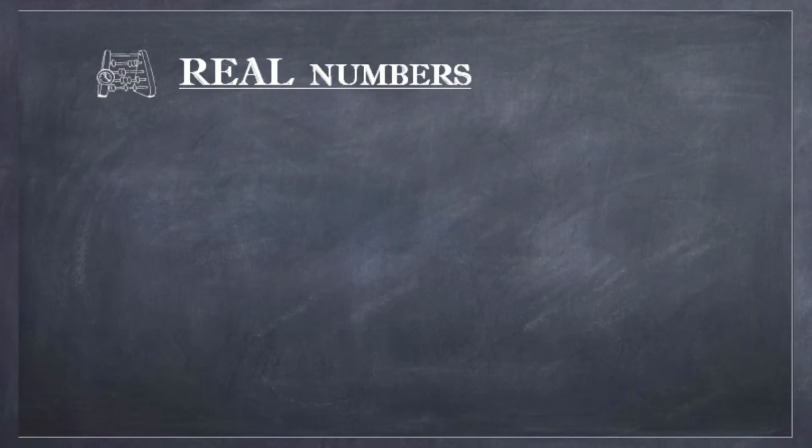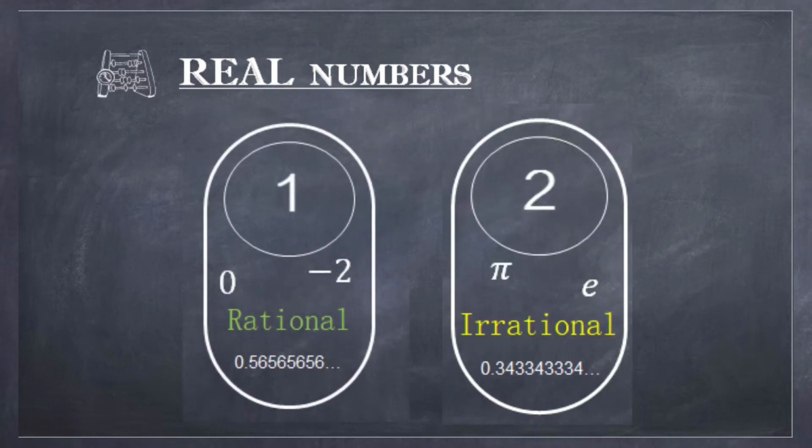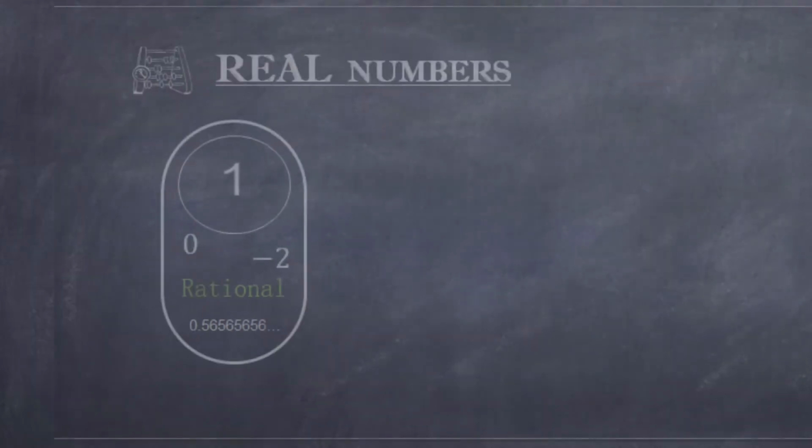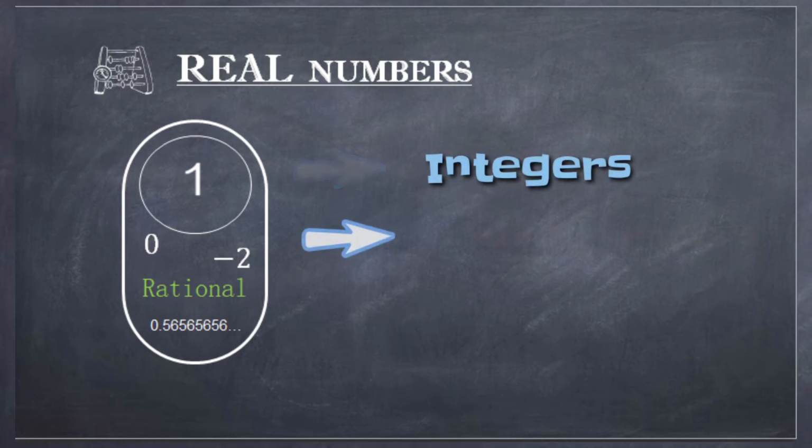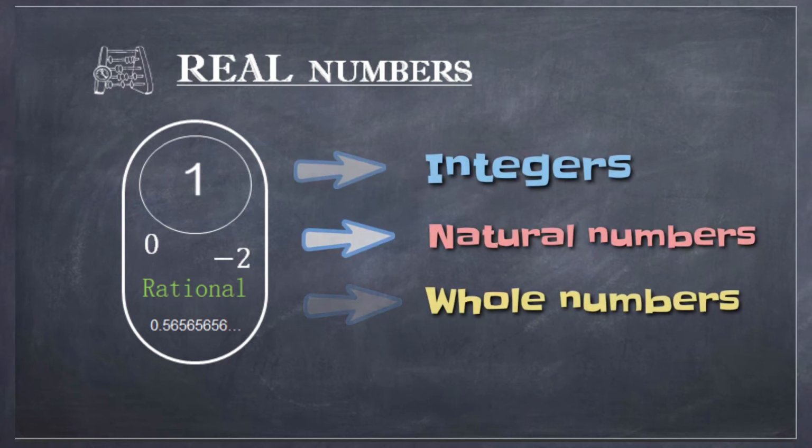Real numbers can be labeled in two different categories. These are rational and irrational numbers. Rational numbers can also be classified as integers, natural numbers, and whole numbers.